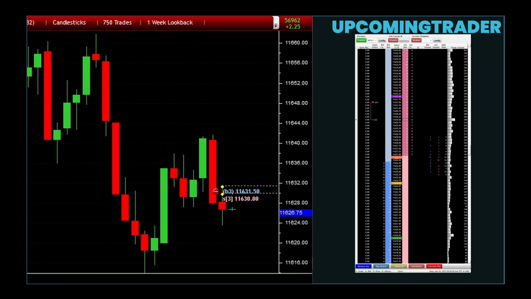Another way to use this tool is to spot reversals. Try anchoring the volume profile from a recent swing high or swing low. If the price moves toward a high volume area and starts to stall, this could mean that a reversal is coming. You can then decide whether to adjust your position or even take advantage of a new opportunity.